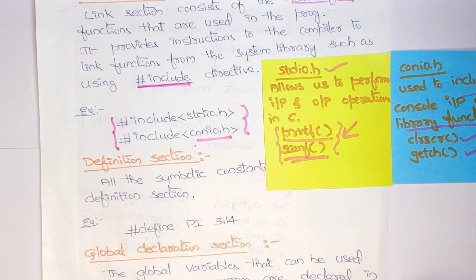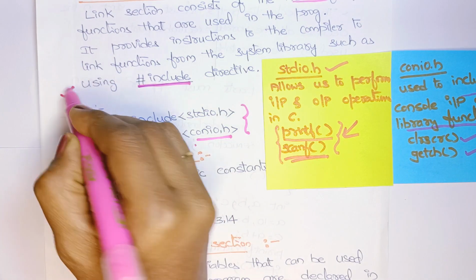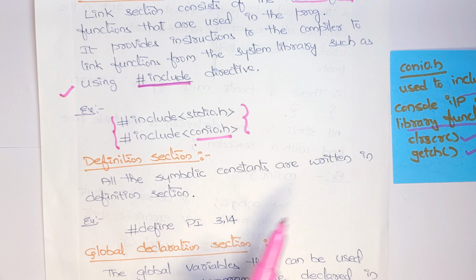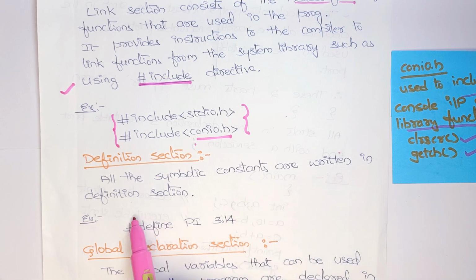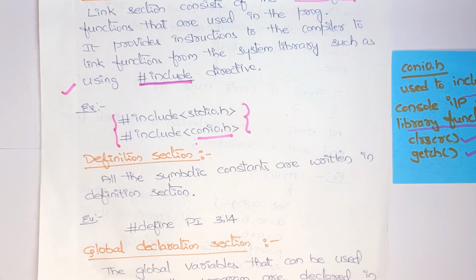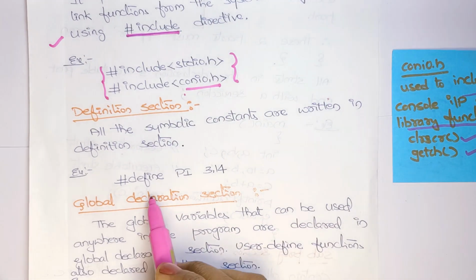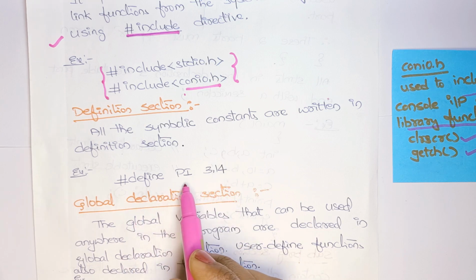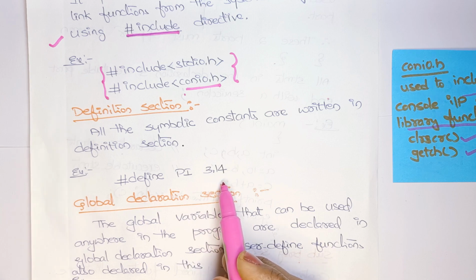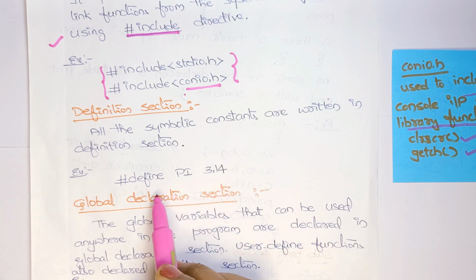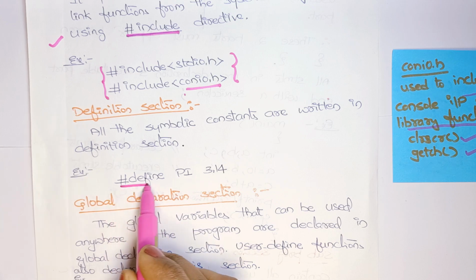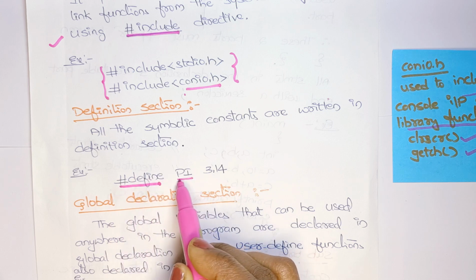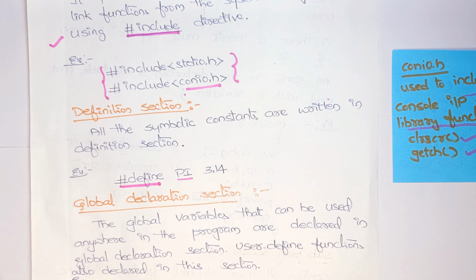Next is the definition section. The link section is essential. Next you have the definition section. In the definition section, all the symbolic constants are written. If you want to mention any symbolic constants, for example, #define pi 3.14 or #define x 5. Symbolic constants can be used by using #define. Here you can use any variable name, and with the variable you give the value.